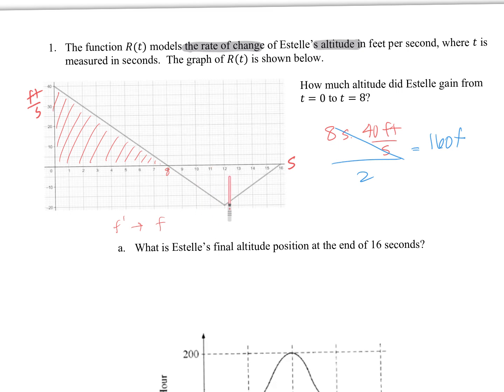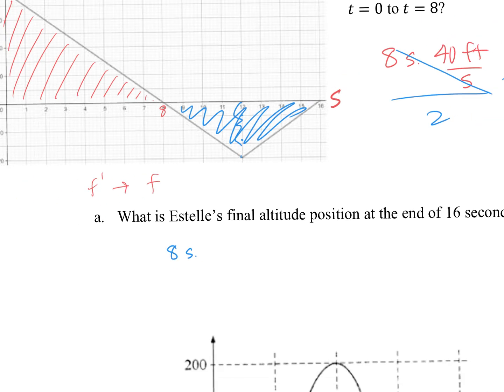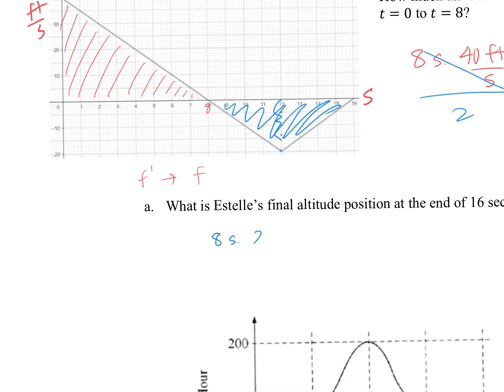So what do you think we should do with this distance traveled if they said, what's our final altitude position? Take it away. Agreed. So I'm going to put this in blue. We need to subtract out this distance traveled to see what our final position is. So the area of that blue triangle would be base times height divided by 2. What's the base going to be? 8. Yeah, to go from 8 to 16 would be 8, again seconds, times the negative height, which would be, let me look at that. Oh, yeah, it is 20. Thank you. 20 feet per second, and I'm going to make that negative.